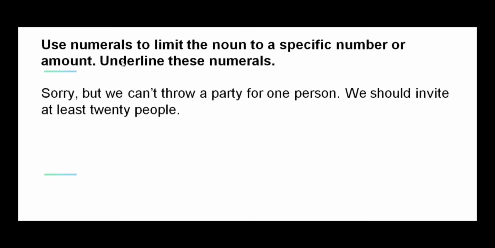Remember that we use numerals to limit the noun to a specific number or amount. Now read the following sentences and underline these numerals. Sorry, but we can't throw a party for one person. We should invite at least 20 people. One, 20.